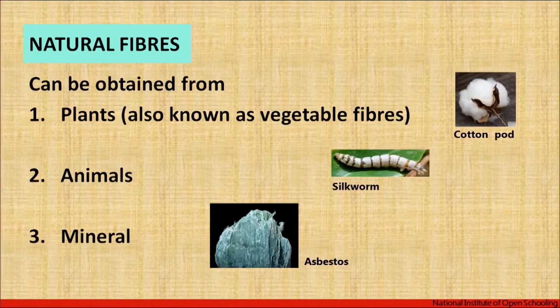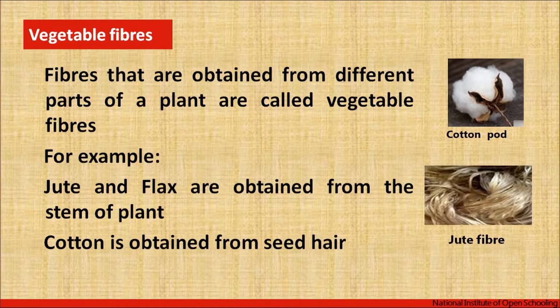So let's start with natural fibers. Natural fibers, we have these three: plant fibers, animal fibers, and mineral fibers. Fibers that are obtained from different parts of the plants are called vegetable fibers. For example, we get jute and flax from the stem of the plant, while we get cotton from the seed hair. So these are the examples of vegetable fibers.